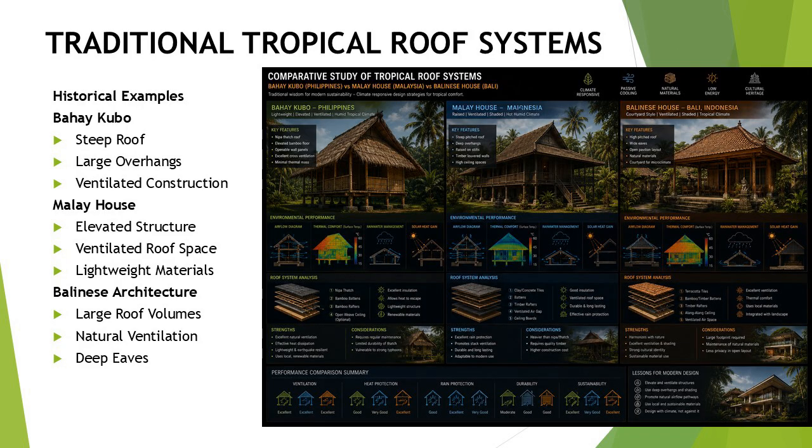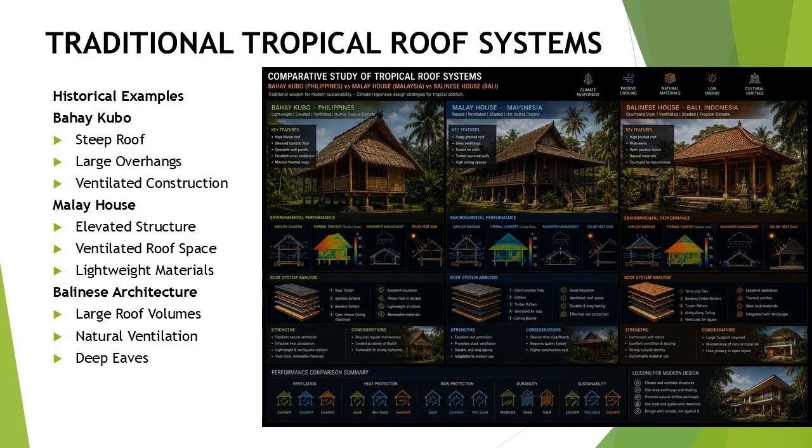Traditional tropical architecture provides some of the best examples of climate-responsive roof design. Long before mechanical cooling existed, communities successfully created comfortable environments through intelligent roof design. The Bahay Kubo illustrates this beautifully. Its steep roof sheds rain rapidly. Its large overhangs provide extensive shading. Its ventilated construction promotes airflow.